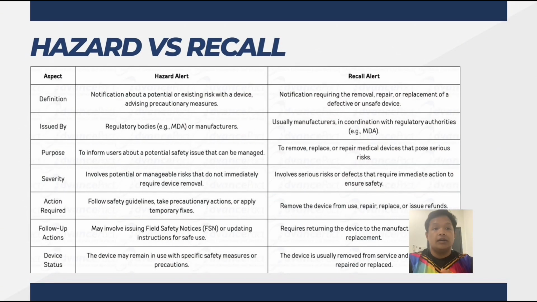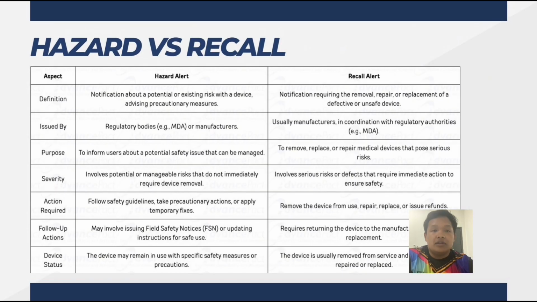Now is hazard versus recall. The first is the hazard alert. A hazard alert is a notification about a potential or existing risk with a device, advising precautionary measures. And then a recall alert is a notification requiring removal, repair, or replacement of a defective or unsafe device. Both are eventually issued by regulatory bodies like the Medical Device Authority or the manufacturer.